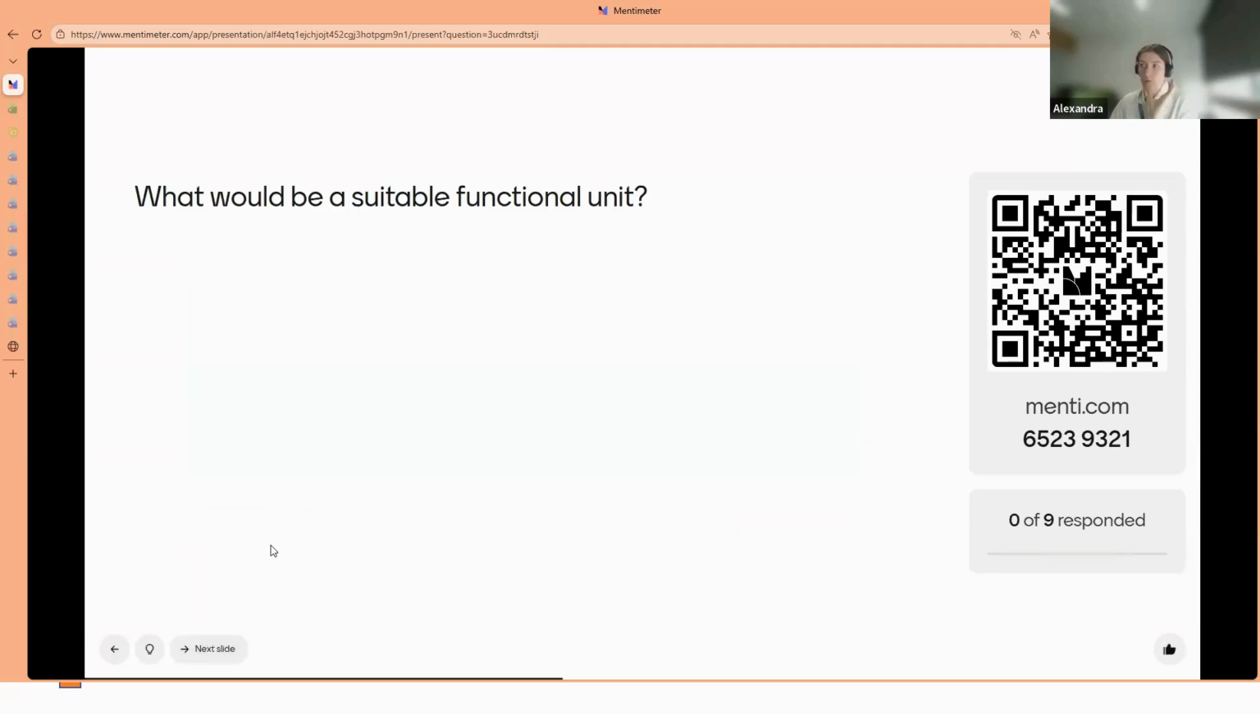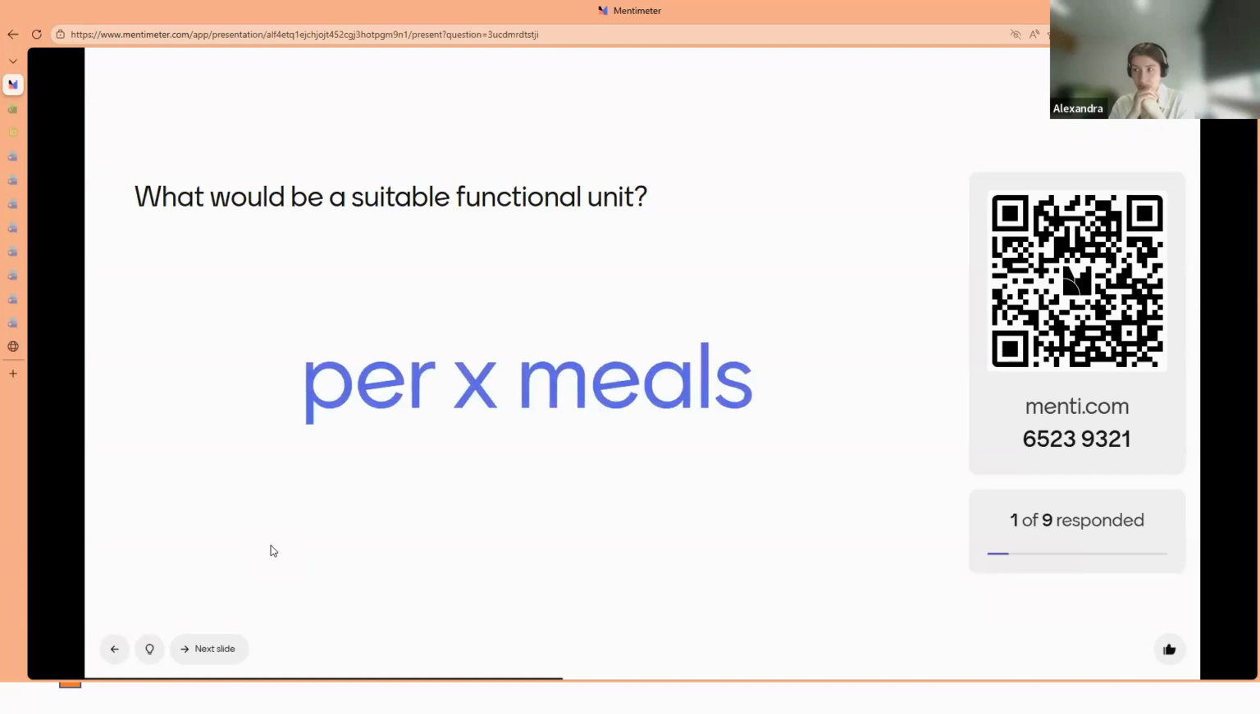And now, what would be a suitable functional unit to attain our goal? Our goal is to compare both meals to understand which one has a lesser environmental impact. So based on this information, what functional unit would you use? Per one meal or per several meals? Any other suggestions?